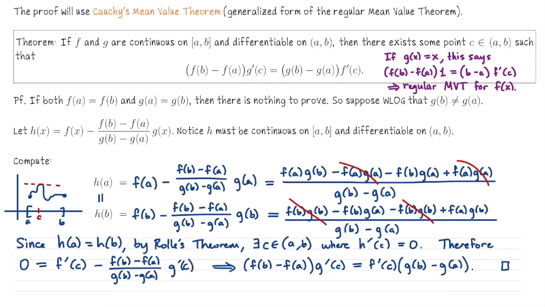So on the next slide, we'll prove L'Hopital's rule with a simplifying assumption. So we're not going to prove the most general form of L'Hopital's rule. But most of it is just going to be an immediate corollary from this generalized form of the mean value theorem.